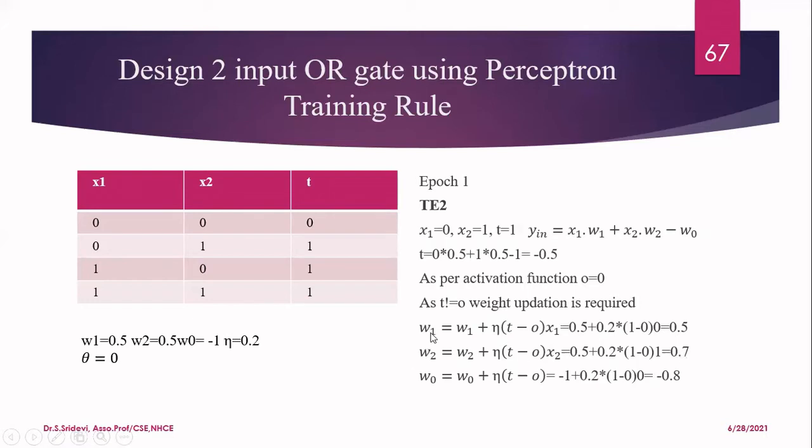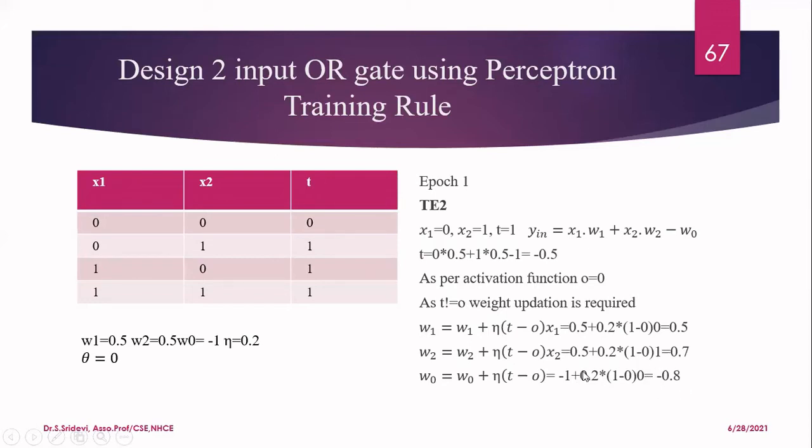Now this is related to the weights associated with the input. What about this W0? W0 is the weight related to the bias. So the formula for W0 is slightly different. It's nothing but W0 plus eta into (T minus O). Here you can note down there is no input term appearing because this is the weight related to the bias. Don't write the input term. Simply apply this formula. So you will get the new bias as minus 0.8.